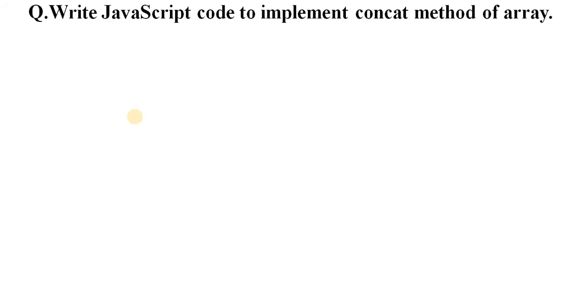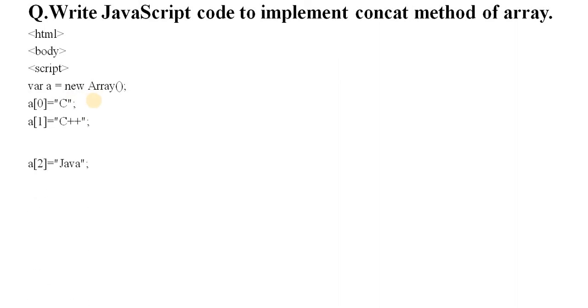Next point, program of a concat method. First of all, I am taking HTML tag. After that, I am taking body tag and a script tag. After that, here I am creating one array, that is var a = new Array. After that, I am initializing value for the 0th index, that is C, for the first index, that is C++, for the second index Java, and for the third index VB.